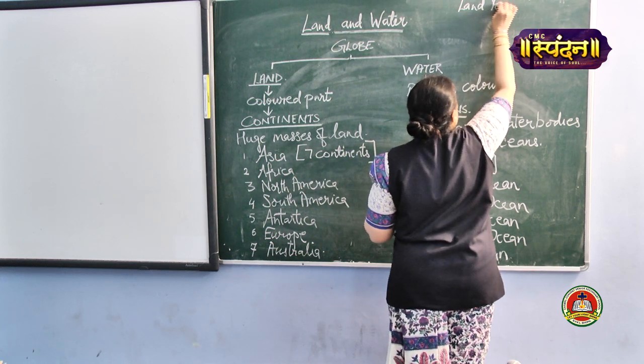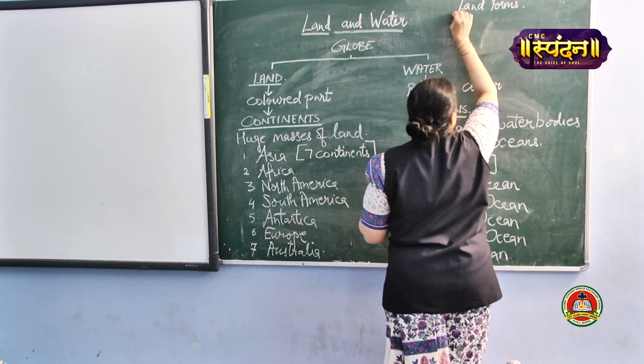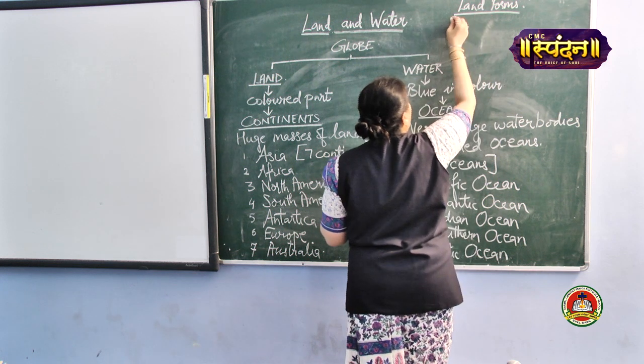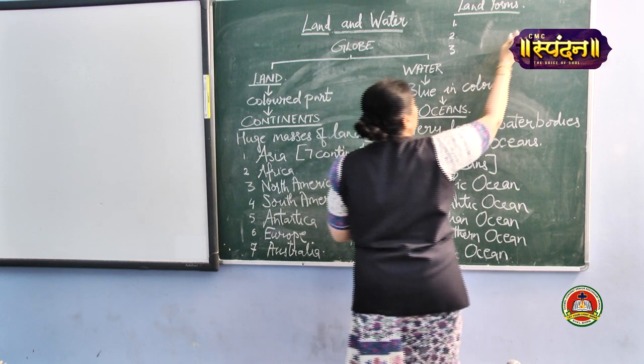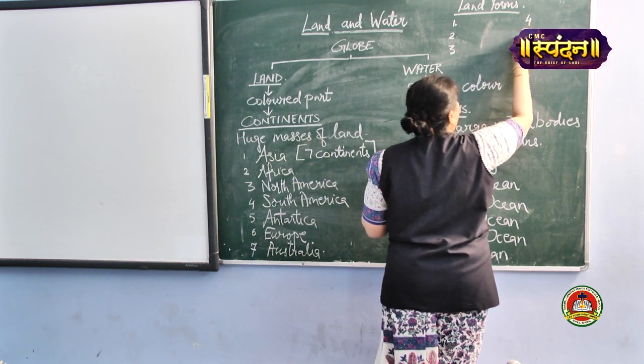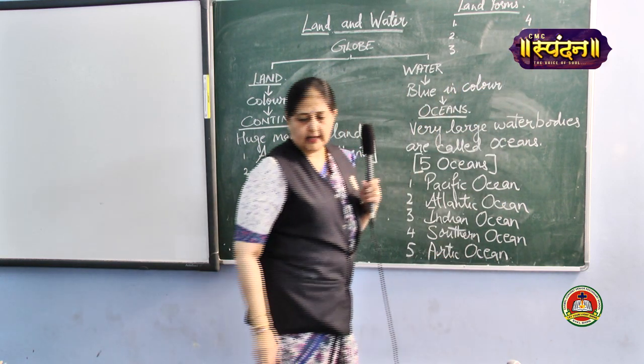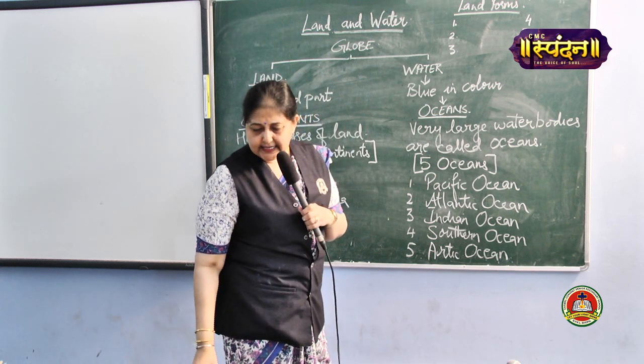Landforms. Now, children, there are 6 landforms. 1, 2, 3, 4, 5 and 6. Which are the 6 landforms?